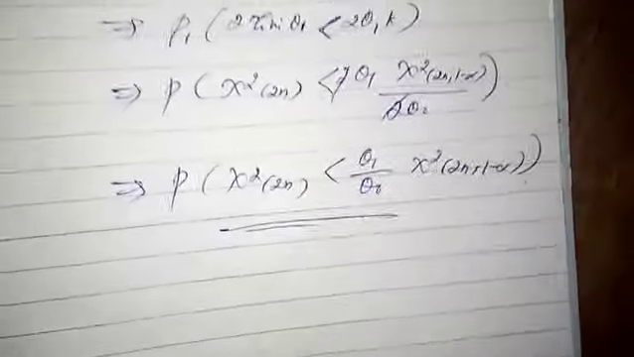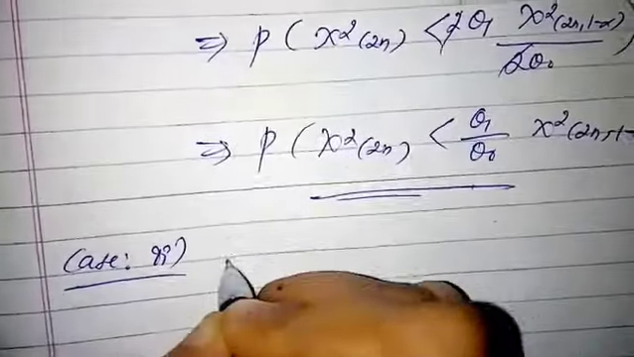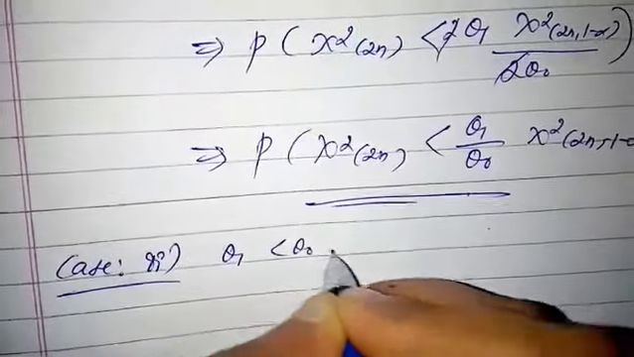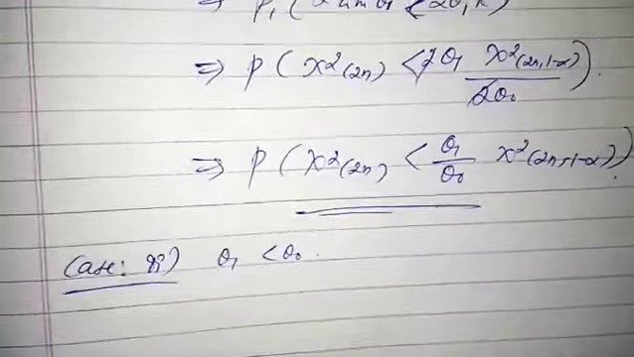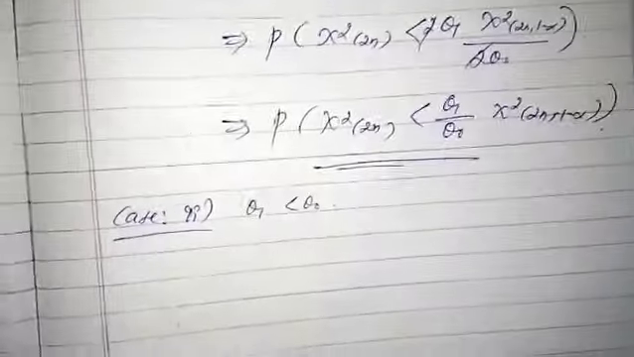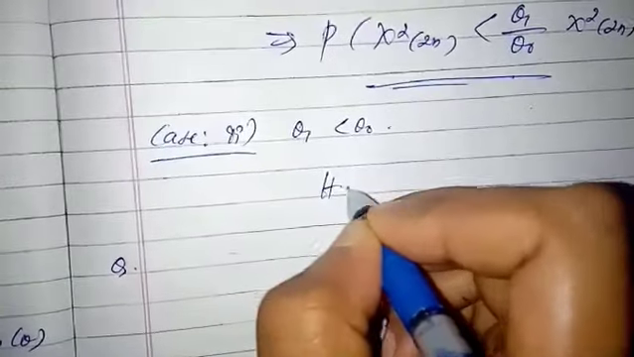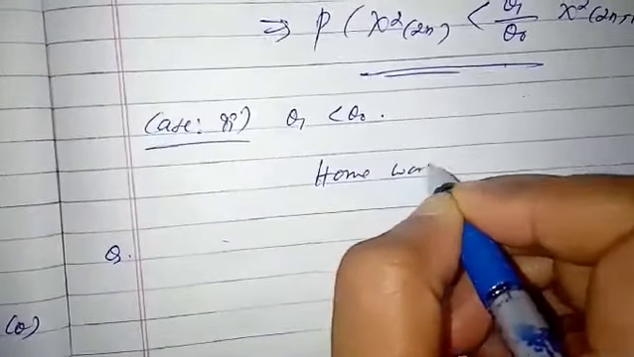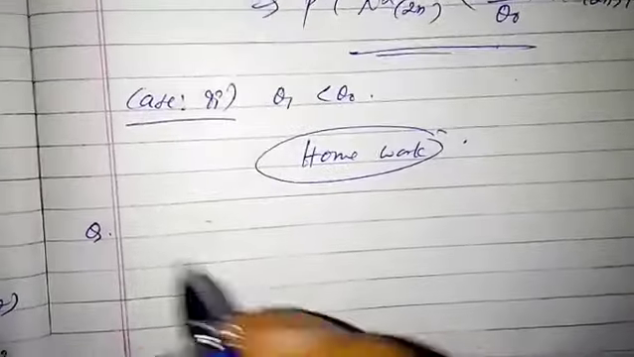Okay, then we go for the second case, that is case 2, theta 1 is less than theta naught. This is your homework. Then we will go for another question.